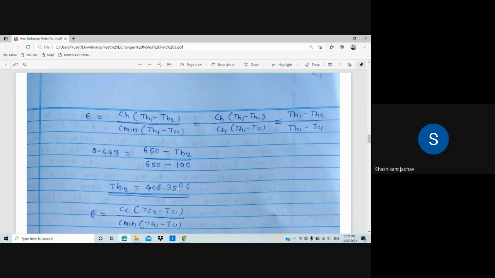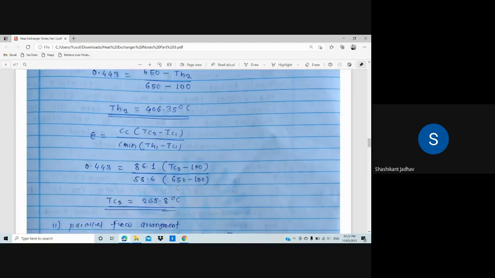Okay, all of you get the value of TH2, that is 406.35 degrees Celsius. Now we have another equation for the effectiveness. In that equation we are using the terms related to the cold fluid, that is effectiveness is equal to Cc into bracket Tc2 minus Tc1 divided by C minimum into bracket Th1 minus Tc1. Okay, so in this equation we have to put all the values which are known to us and find out the value of Tc2. Okay, so put the values into this equation and we get the value for Tc2.